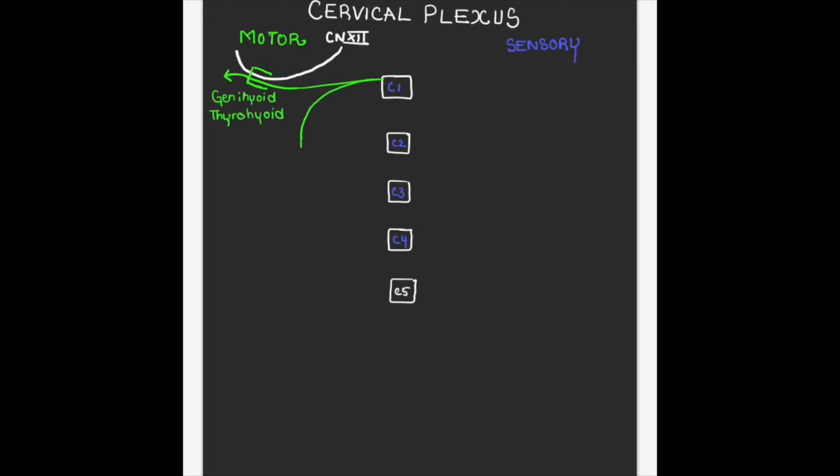The second branch descends and interacts with the branches coming from C2 and C3. And as you can see, a loop has been formed, and some of you might recognize it. It is ansa cervicalis. So the superior root of ansa cervicalis is made by C1, and the inferior root is made by the communication between C2 and C3. This loop innervates three important muscles of the neck: the sternohyoid, sternothyroid, and omohyoid muscles.